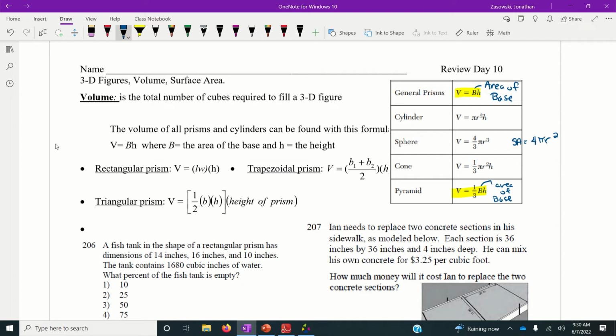Now, if you're looking at a specific prism, such as a rectangular prism, the area of the base is length times width, times the height. If it's a trapezoidal prism, remember the base area is 1/2 the height times the sum of base 1 plus base 2. And then you're going to multiply this times the actual height of the prism. So there's two heights involved here, so you've got to be careful. One's the height of the trapezoid, one's the height of the actual prism. And then a triangular prism is also 1/2 base times height, and then multiply that times the height of the prism. That's what should be right there, by the way. So just be aware.